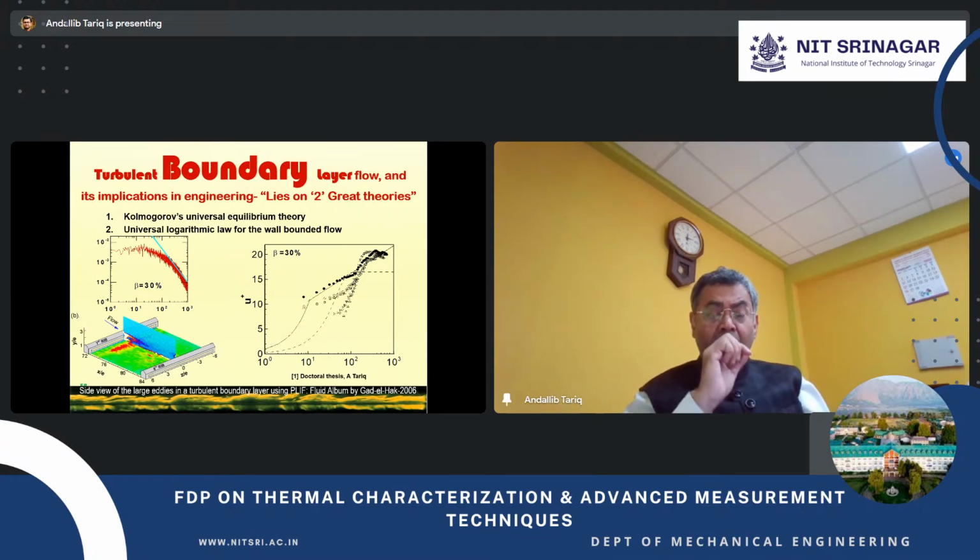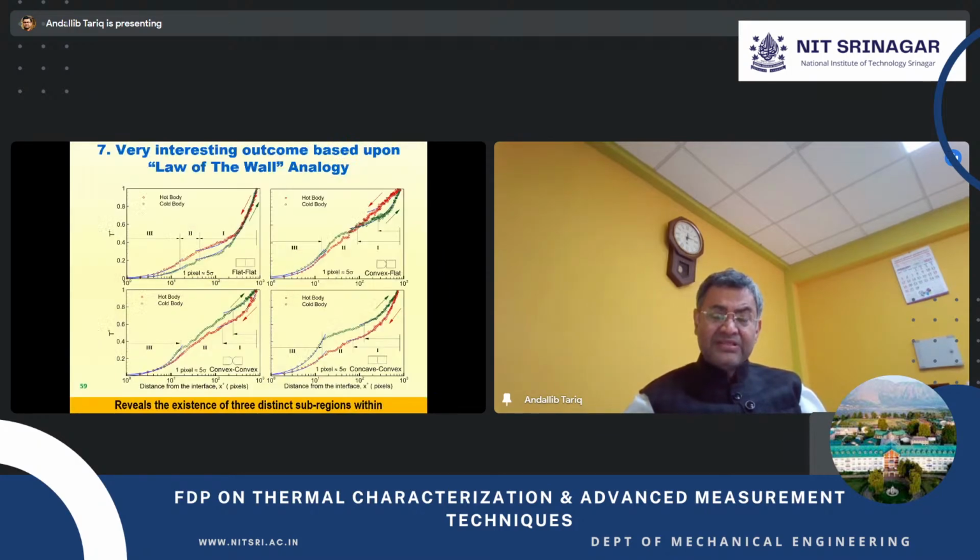So what we did has given us an insight. Try to plot the temperature profile in one coordinate and see. Now you can see this is our result, not yet reported, from our PhD student. You can see three distinct regions are available.